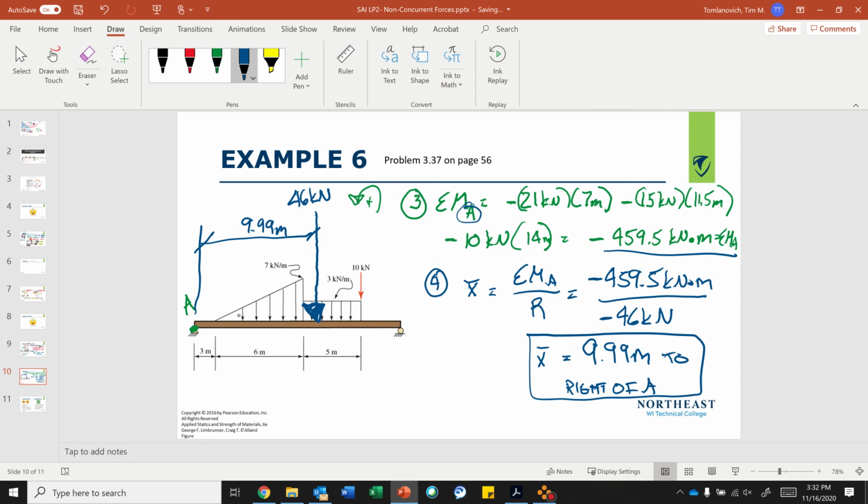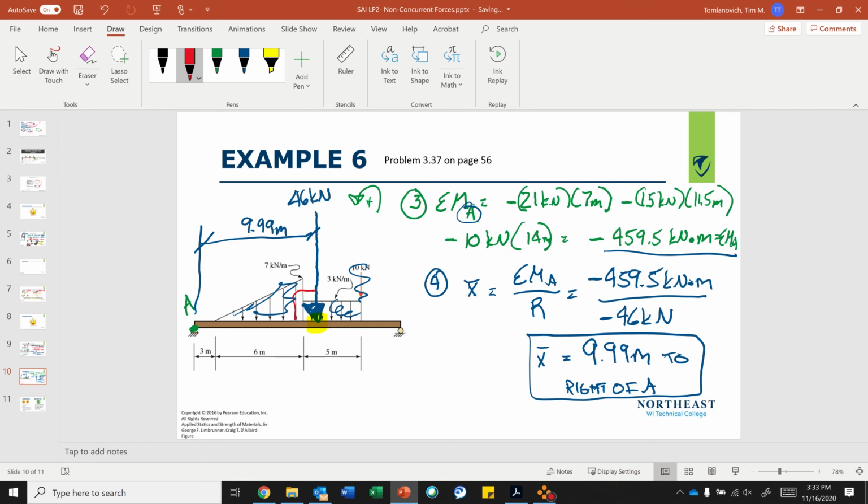So basically, what does that do? That replaces this, this, and this. Now I know where the point of application is, 9.99 meters. Remember, that's what we're trying to find. That's what X bar is, the point of application, right here, 9.99 meters to the right of A. My line of action is 90 degrees from horizontal. My magnitude is 46 kilonewtons, and my sense is south. There's the four characteristics of my force.